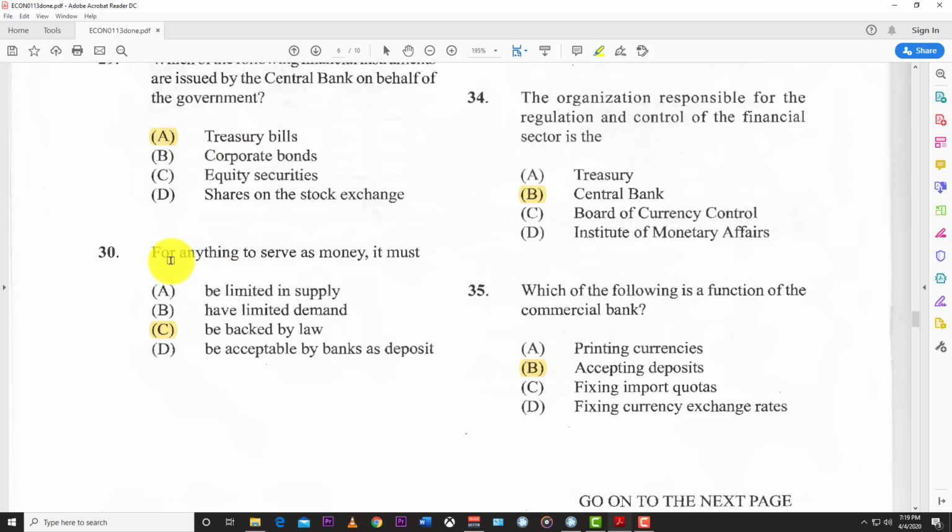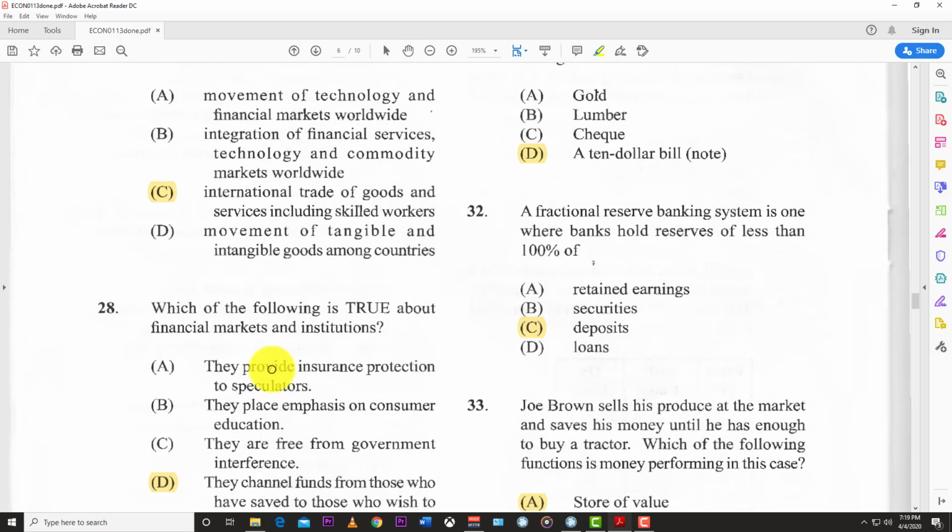30, halfway there. For anything to serve as money, it must be backed by law. That's why they call it legal tender. It must be backed by law. You can't just up and say this is money.